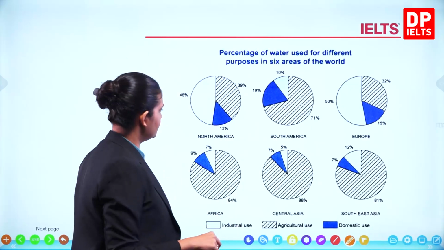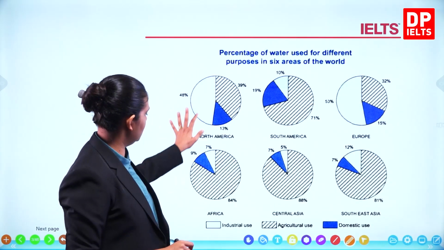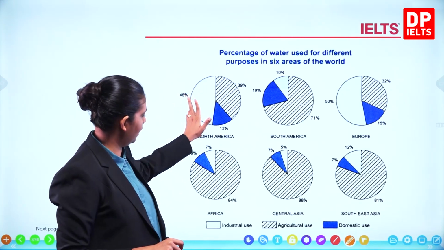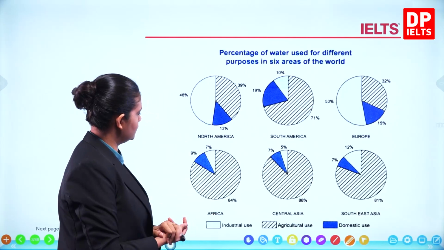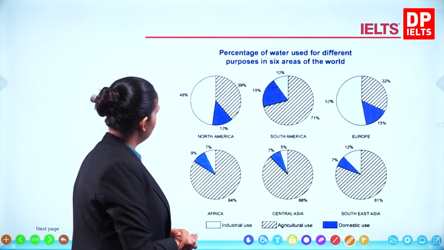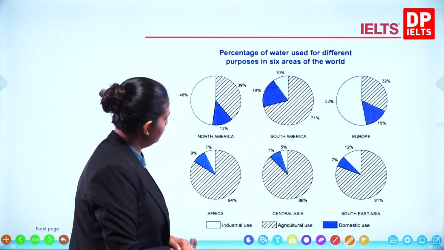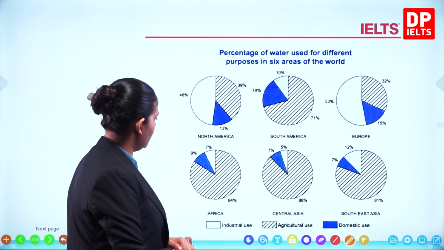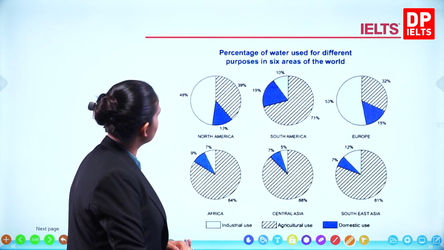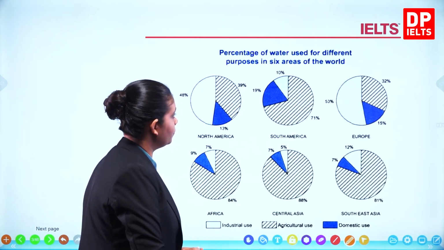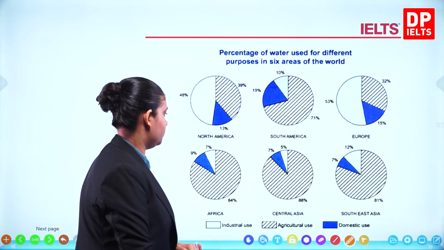The charts below show the percentage of water used for different purposes in 6 areas of the world. What are you supposed to do? Summarize the information, okay? So the light blue is for industrial use, then we have agricultural use, and we have the domestic use. So as you can see, in South America, Southeast Asia, Central Asia and Africa, as well as North America and Europe, no, we don't have North America and we don't have Europe, okay?